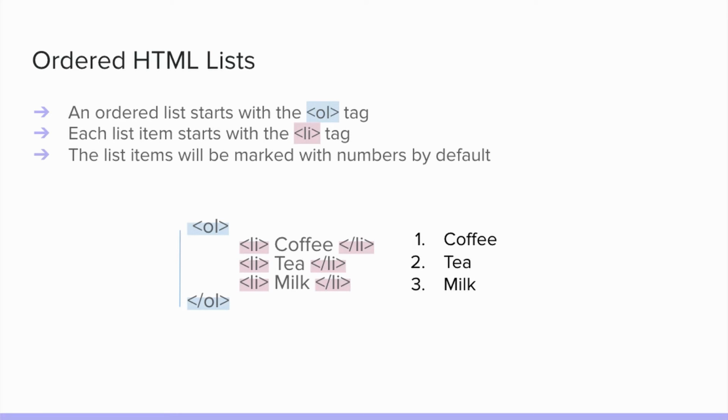The next type of list is an ordered list, which has the same structure as an unordered list, except instead of bullet points, there are numbers. Ordered or numbered lists are used to display a list of items that should be in a specific order. Instead of the UL tag, an ordered list starts with an OL tag, and each number starts with the LI tag. An example using the drink list is 1 coffee, 2 tea, and 3 milk.